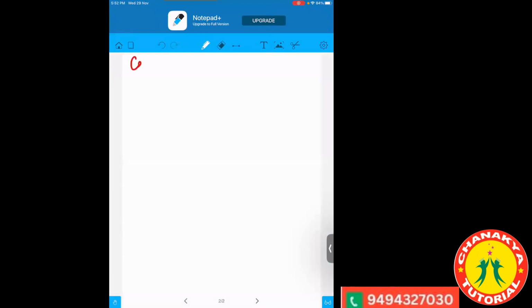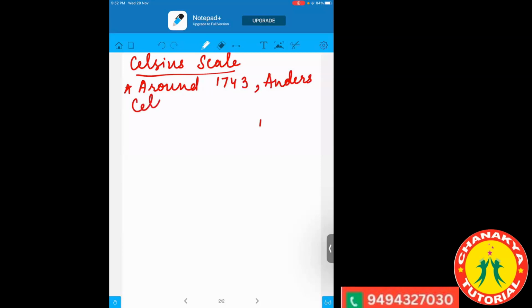So starting with the first scale, which is called the Celsius scale. This Celsius scale was invented around 1743 by Anders Celsius. Because of his name, it is called Celsius. So Anders Celsius invented the Celsius scale.